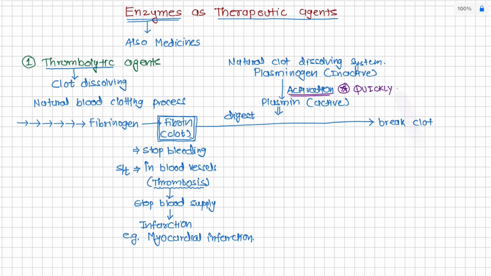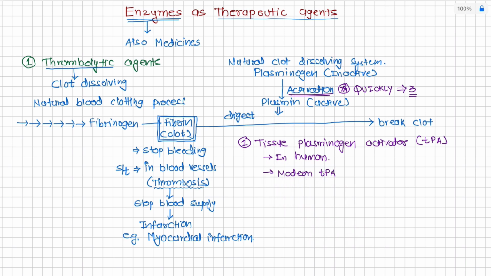Now, there are three main types that are used clinically. The first is tissue plasminogen activator or TPA. This is the naturally occurring enzyme in the human. Tissue plasminogen activator cleaves plasminogen to form active plasmin. What's interesting is that modern tissue plasminogen activator used in hospitals is now manufactured using recombinant DNA technology. So we can say it is literally produced in the laboratory using genetic engineering.